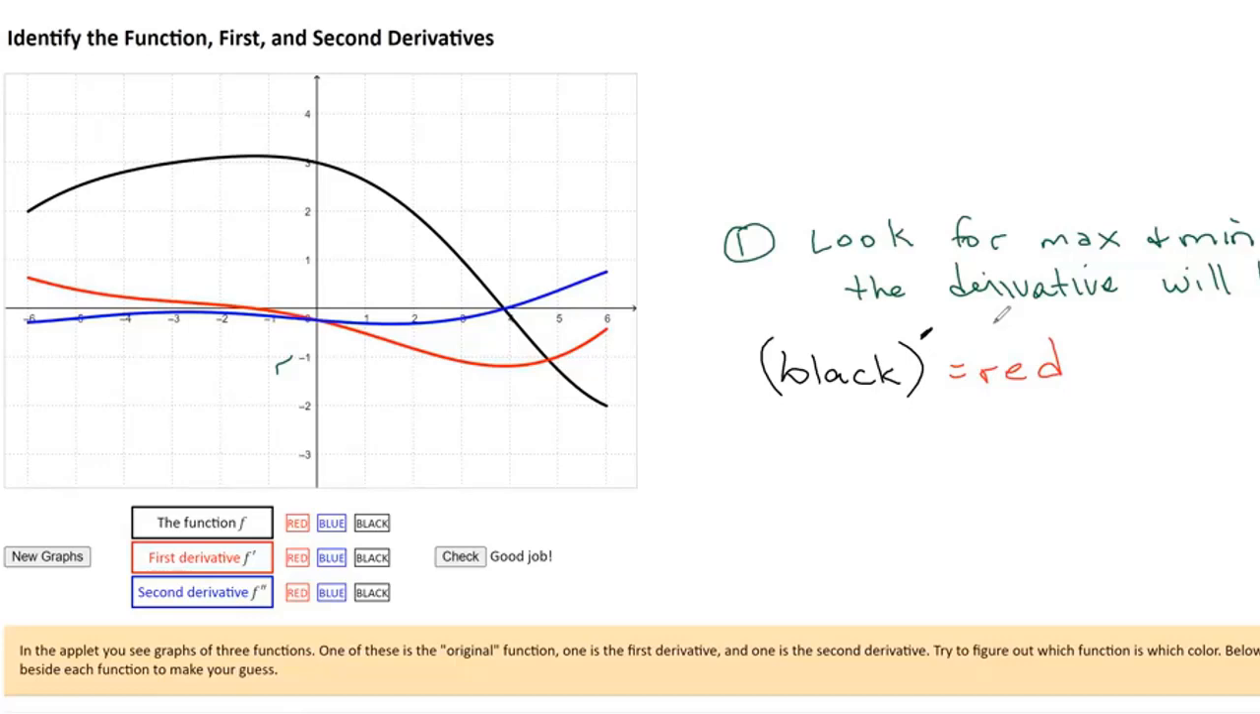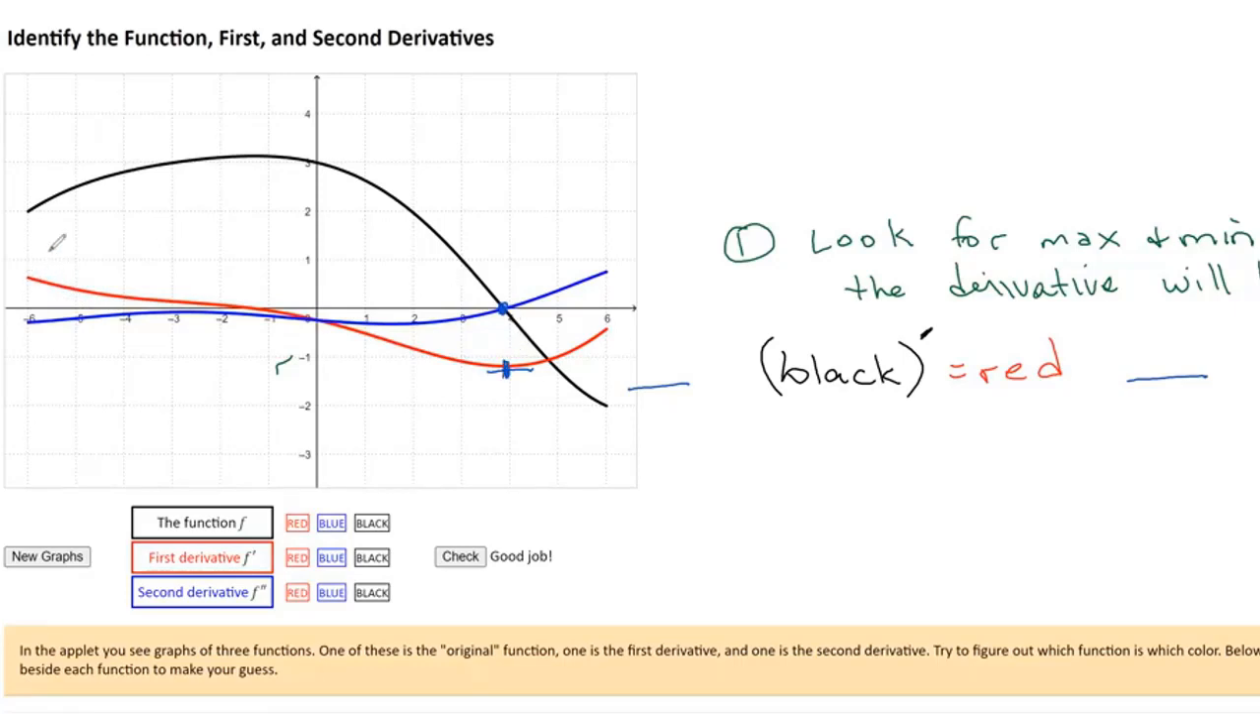Now we have to figure out, is black the derivative of something else, or is blue the derivative of red? Because it's either one or the other. Either blue is going to be here, or blue is going to be here. And we just have to figure out if it's the derivative or not. I look at my red line, and I do have a minimum here. That means that should be 0, which it is. That's pretty good.